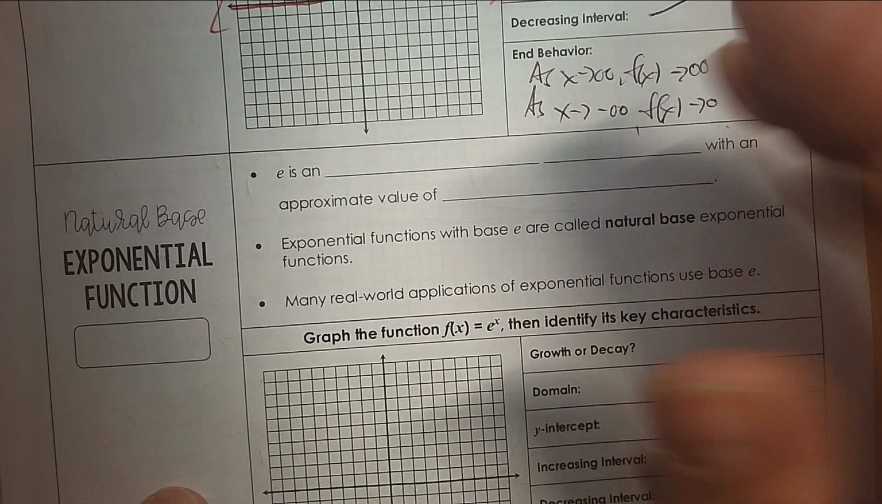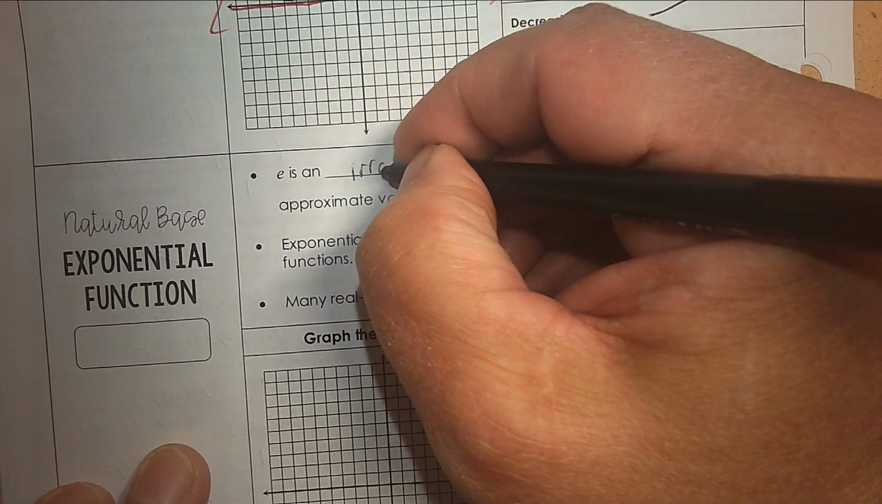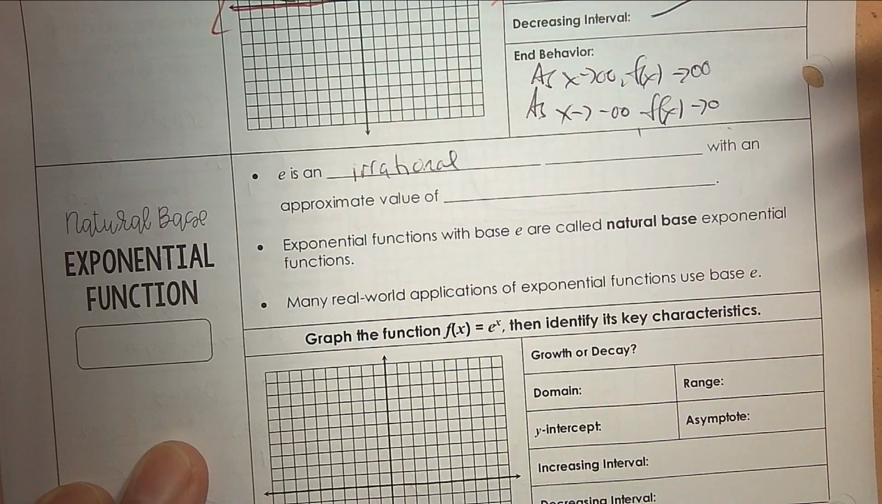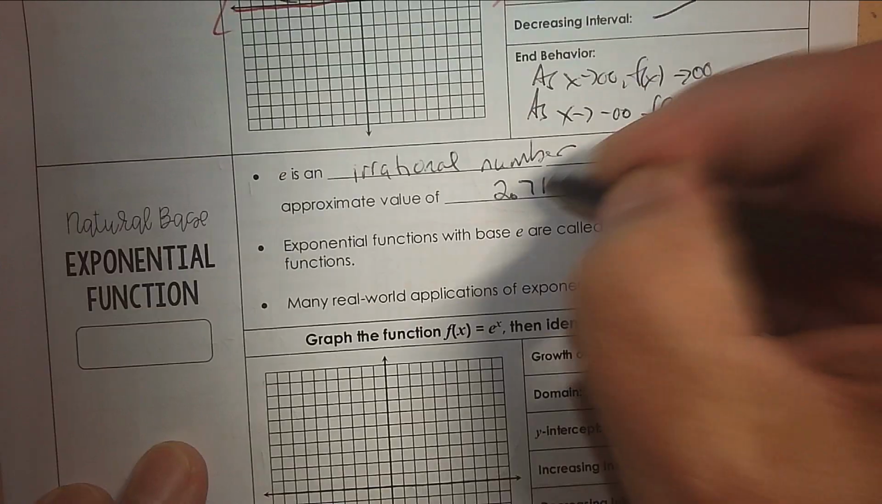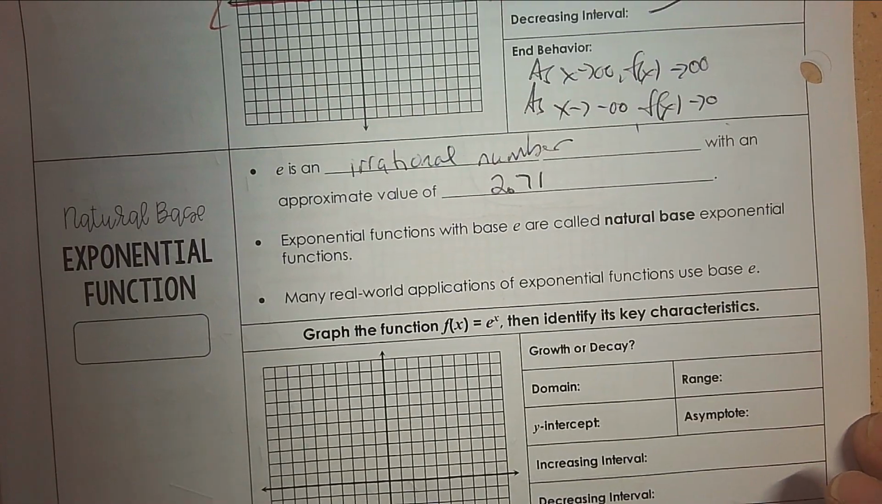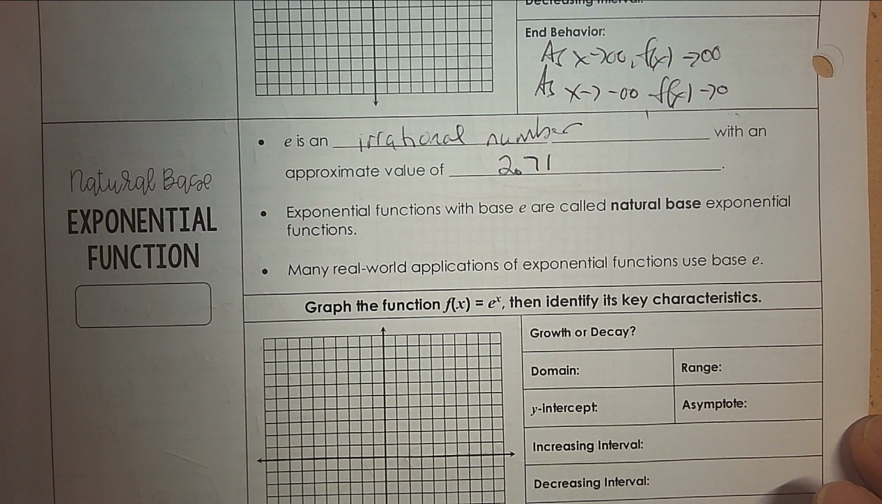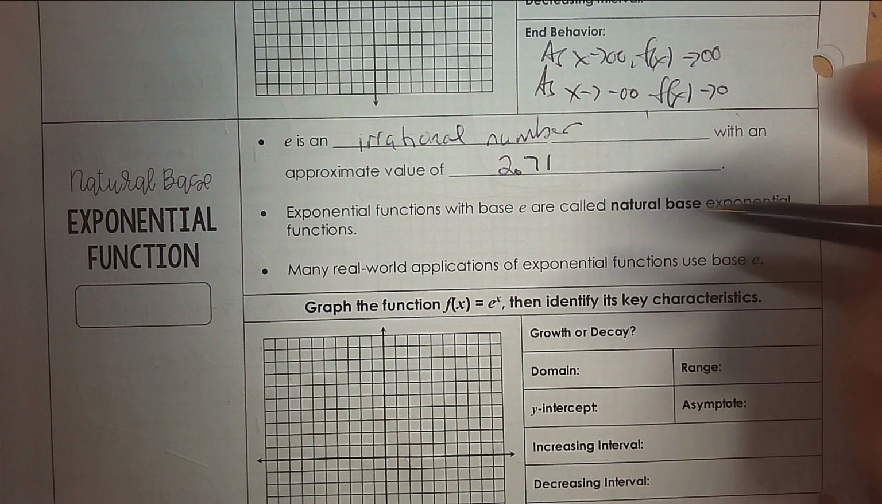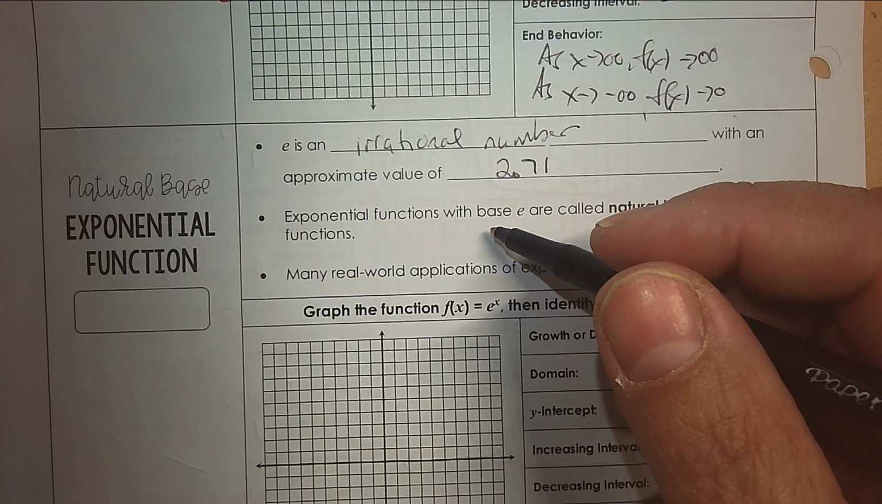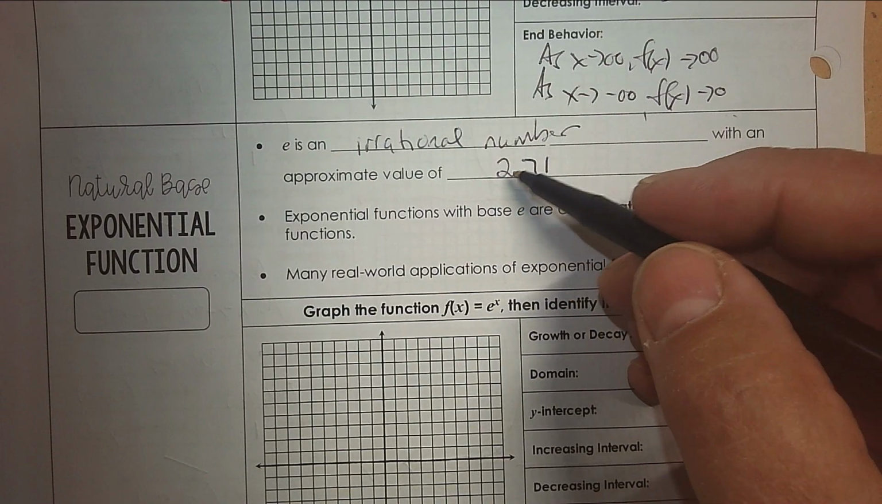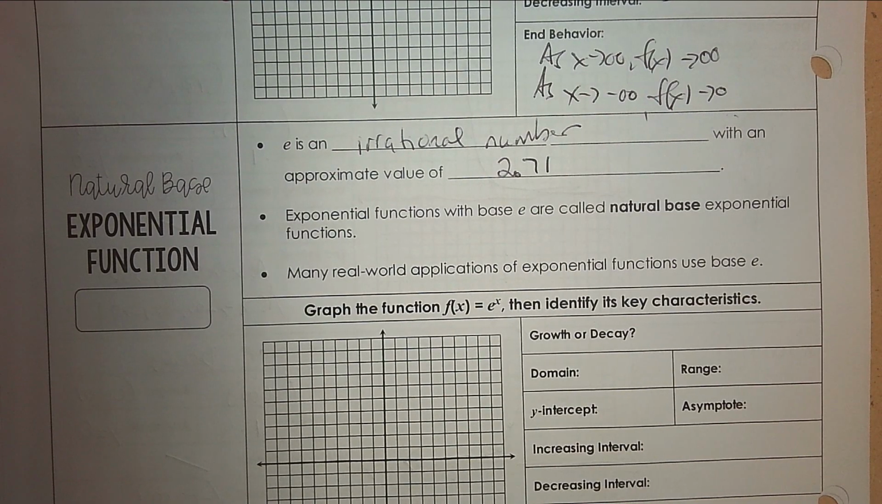Now, E is an irrational number, just like pi. And the approximate value of it is 2.71. In your calculator, if you went E to the exponent 1 and pressed enter, it would go on and on, 2.7, and it's irrational. It goes forever, never repeats.